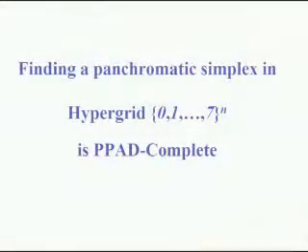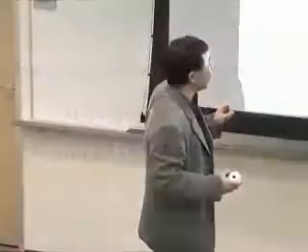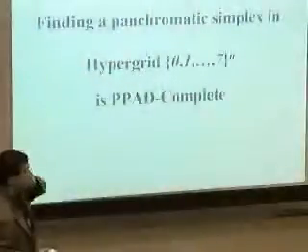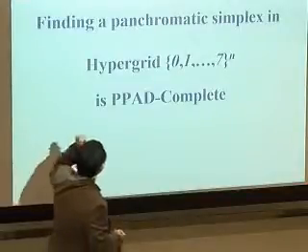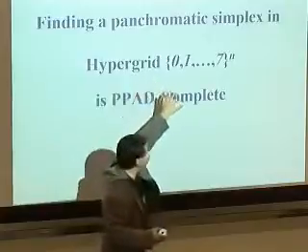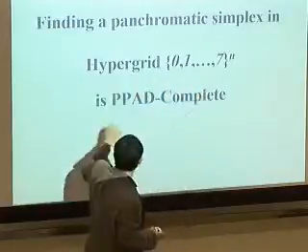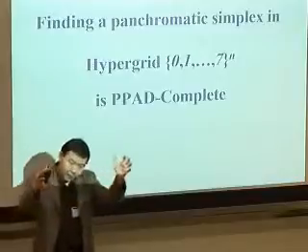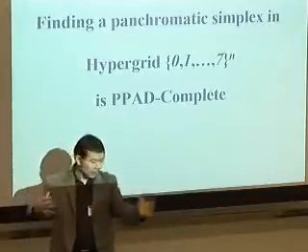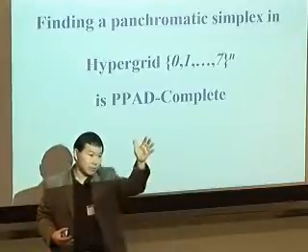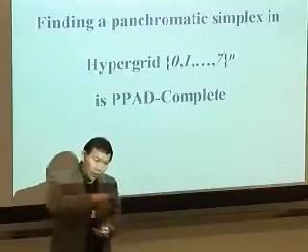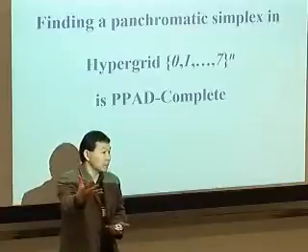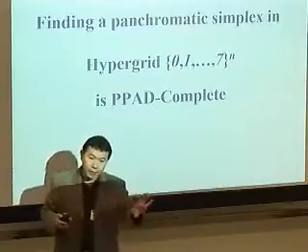Okay. So let me quickly argue this. Find the panchromatic simplex. Panchromatic means all colors. I learned that from my GRE. In a hypergrid of 8 by 8 by 8 to the n, it is PPAD complete. So I have an n-dimensional hypergrid. One facet I color 1, another facet 2. You have n principal facets. Then all other facets you color n plus 1. And then the interior you color any way you like.